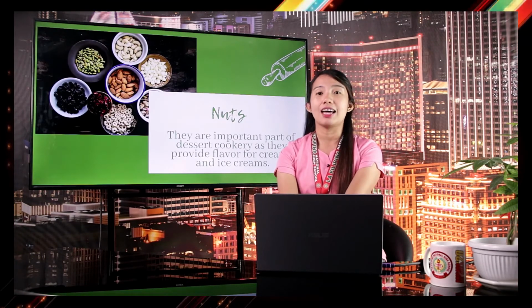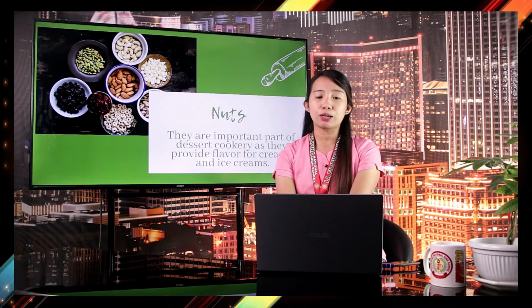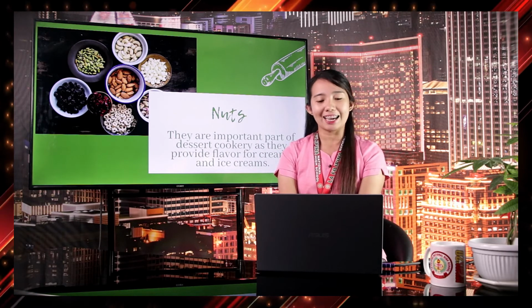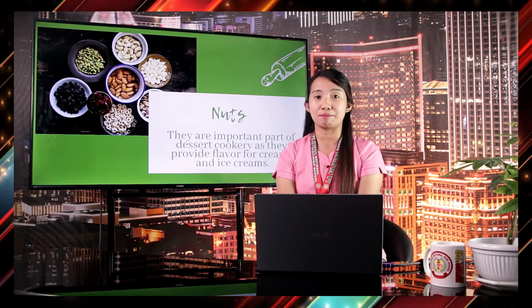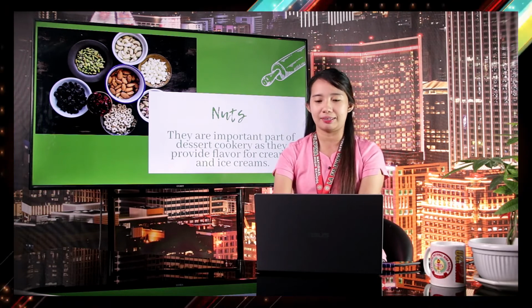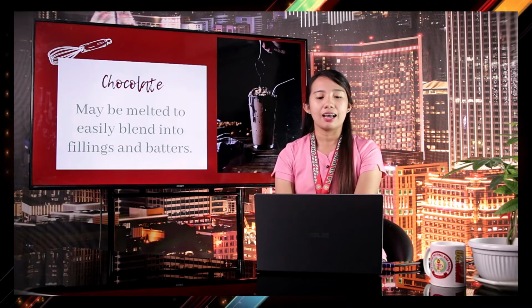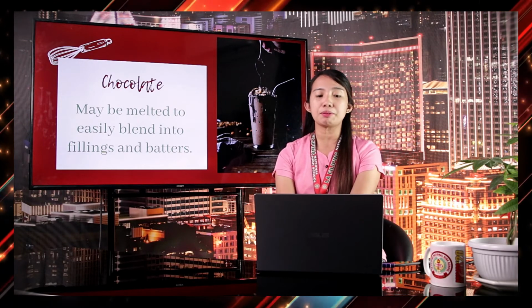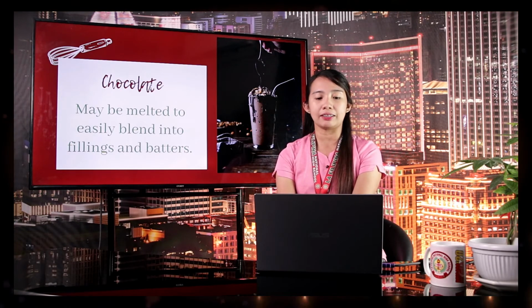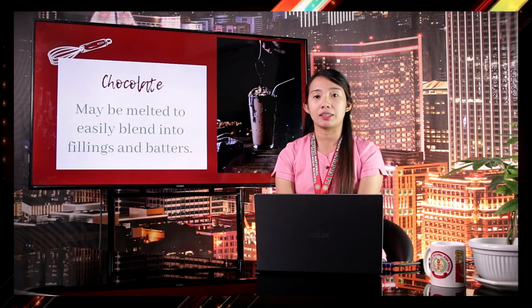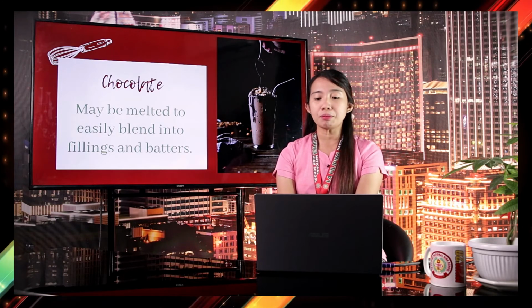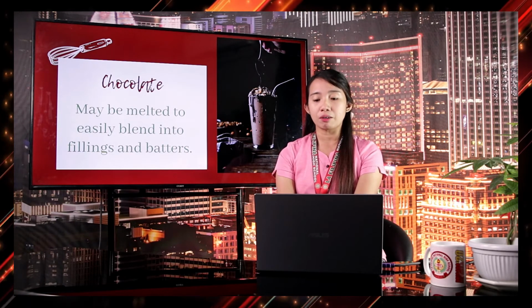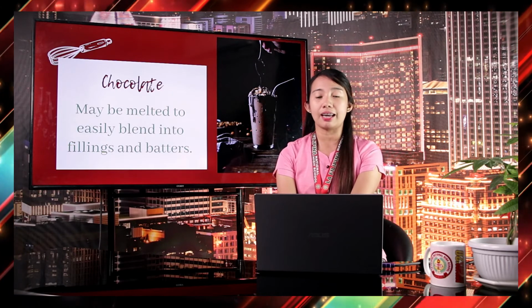Then we have nuts. They are an important part of dessert cookery as they provide flavor for creams and ice creams. And last one is the chocolate. So chocolate may be melted, easily blend into fillings and butter. So it can also be used by pouring over the desserts such as cakes and puddings.